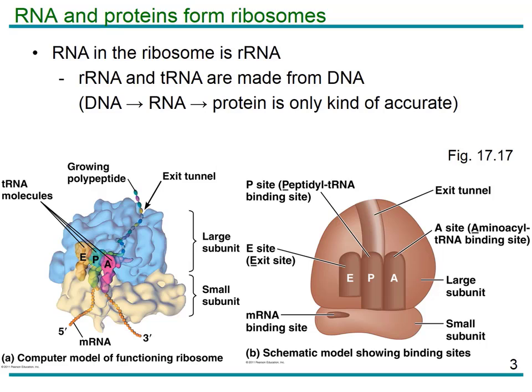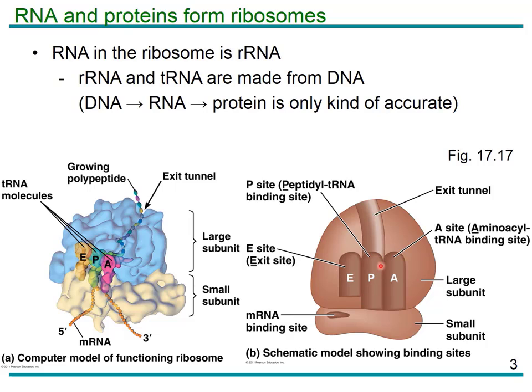So our rRNA is again found in the ribosome. The ribosome has two subunits. It has a large subunit and a small subunit, and that ribosome has 3 slots for tRNAs. It has an A slot, a P slot, and an E slot. That E site is the exit site. That's where our tRNAs are going to leave the ribosome after they have been used.